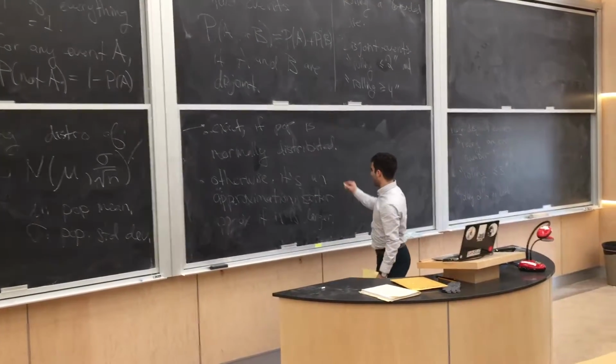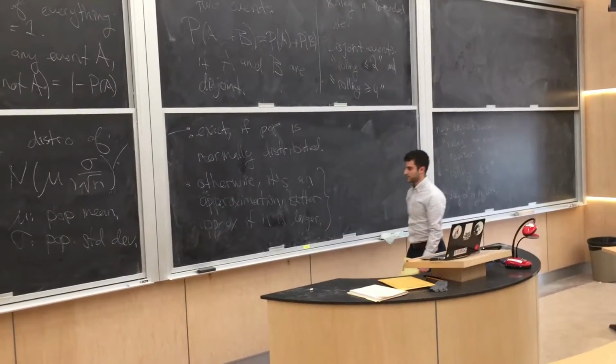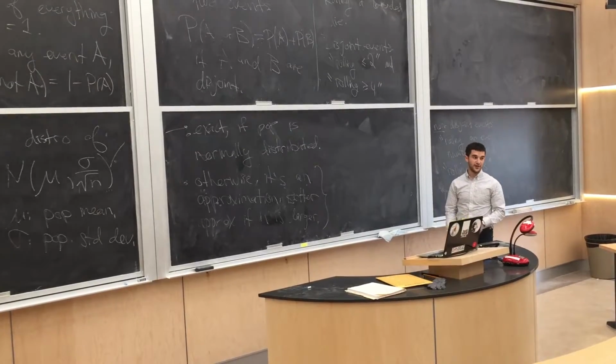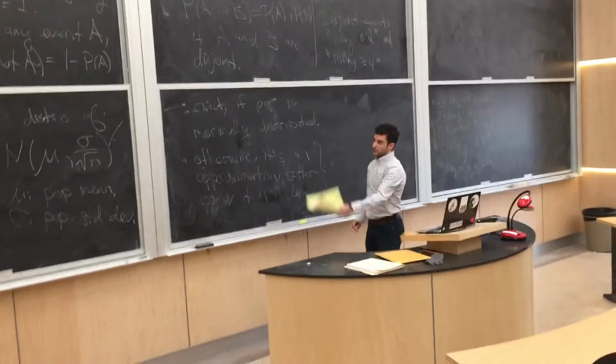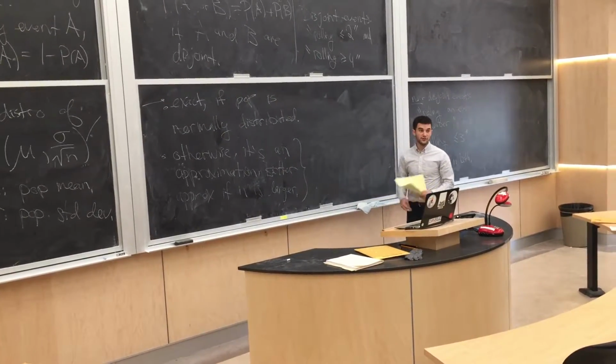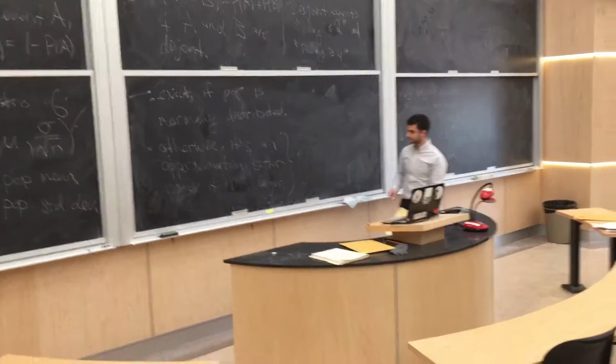This is exactly what the central limit theorem states. It states that if you take any population distribution, the sample average will have a normal distribution for large n.